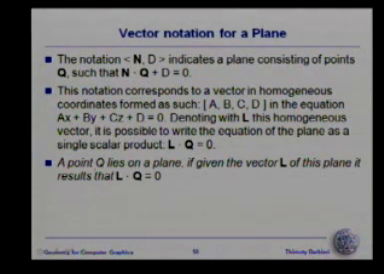So, a point Q lies on a plane if, given the vector L of this plane, its scalar product with Q equals 0. The sign of L scalar Q gives me the information if that point is outside the plane in the positive side, or outside the plane in the negative side. So that's it.